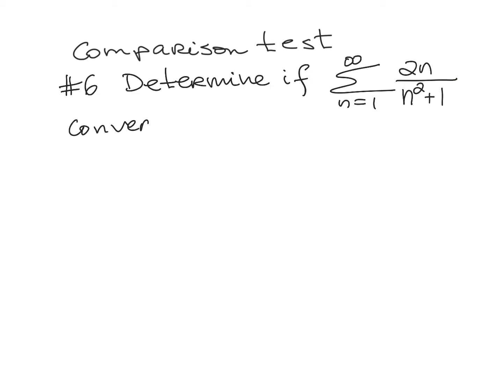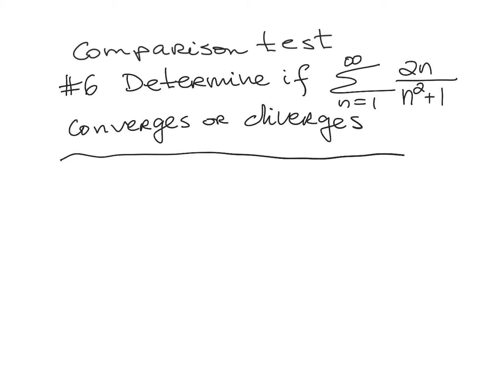So you should look at this series and immediately know that it diverges because of the difference in powers. The highest power of n in the numerator is 1, and the highest power of n in the denominator is 2. The difference is 1, so it's comparable to 1 over n. It should diverge, but let's formally see how it's done.